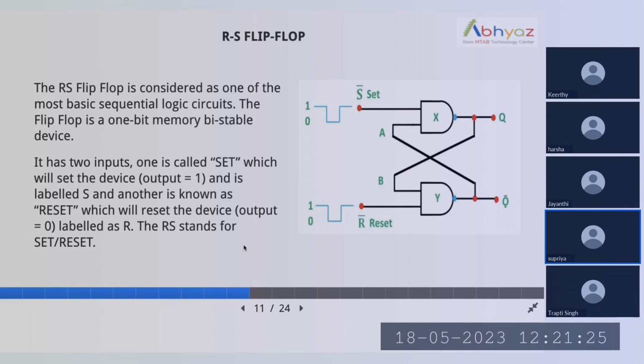As we know, a flip-flop's bit storage capacity is 1 bit, and it is also a bistable cross-coupled device. As we can see in this picture, the Q output is given to the B input of the Y NAND gate, and Q bar is given to the A input of the X NAND gate. That is known as the feedback path, as we have discussed earlier. Q and Q bar are the outputs, and S and R are the inputs.